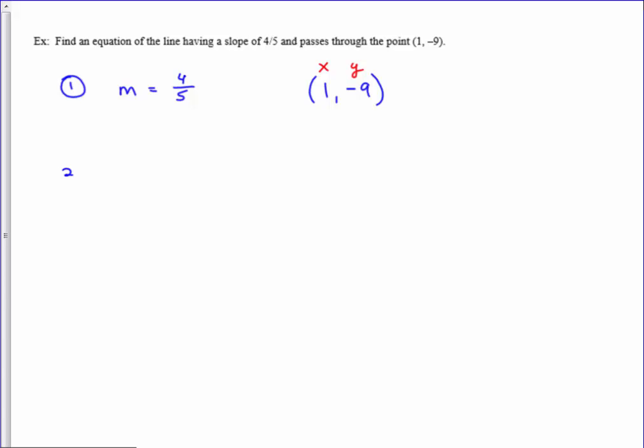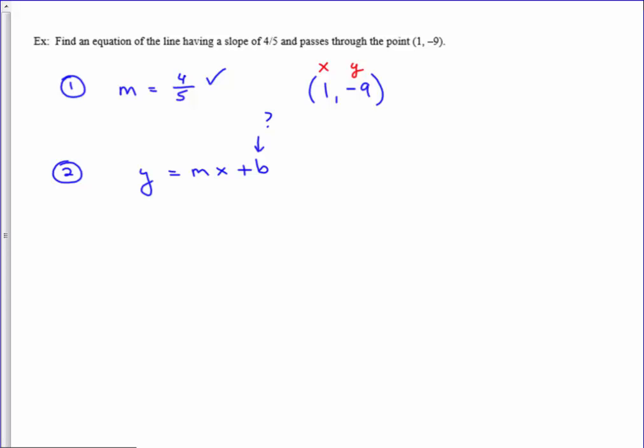Now, there are different ways to find equations of lines given this particular information. The way that I will show in this class uses only the formula that we already have memorized, and that is y equals mx plus b. We are already given the slope, so we have what we need there. However, we are not given the y-intercept, or the value of b. That being the case, what we can do is plug into this equation the slope and then the value of x and y, specifically from the ordered pair, 1 and -9.